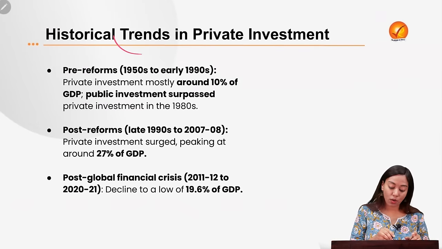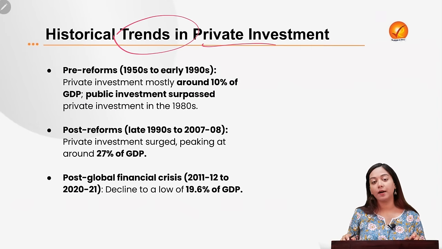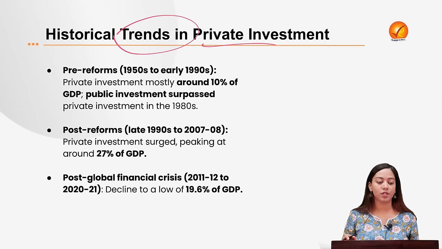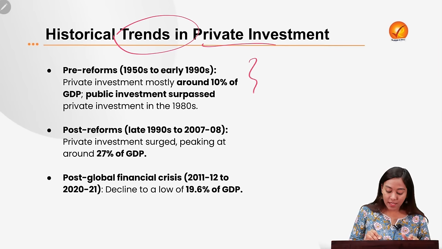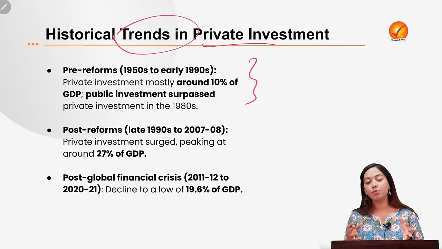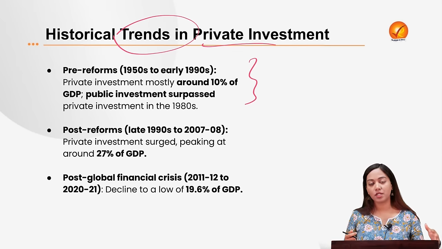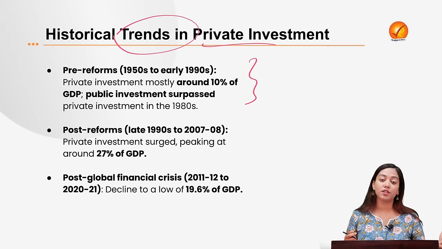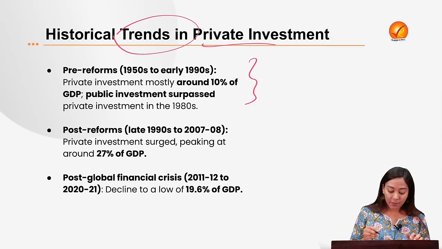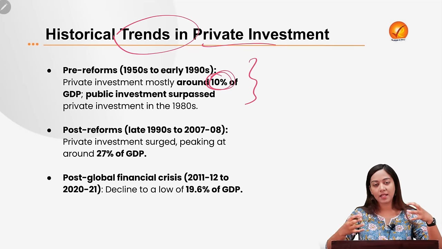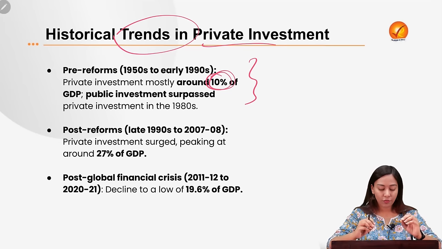Now, talking about the historical trends of private investment in India, when we got independence, the government took the responsibility of developing a socialist economy. Though we were a mixed economy, still most of the developmental initiatives, especially building educational institutions like IITs, IIMs, and major industries, the PSUs, etc., were taken up as a responsibility by the government. So during that time, private investment was mostly around just 10%. That was given only to a few hands, like the Ambanis and the Tatas, only a few of them.